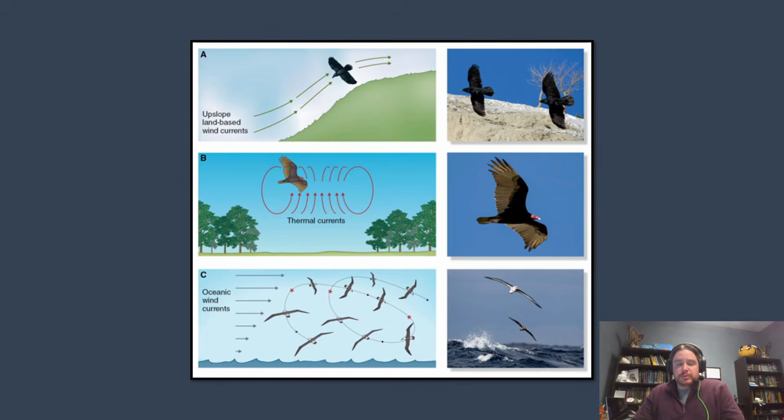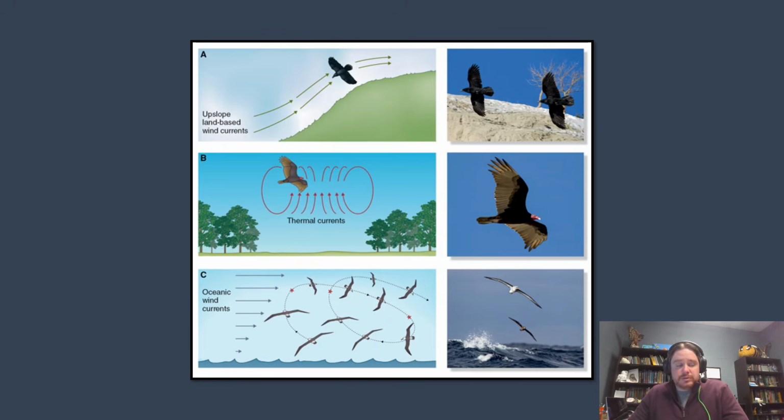One other way that we can be efficient aside from intermittent forms of flight is in soaring. And soaring is extremely efficient because it doesn't really require flapping at all. And there are at least 3 types of soaring that are listed by your book. Slope soaring, thermal soaring, and dynamic soaring.